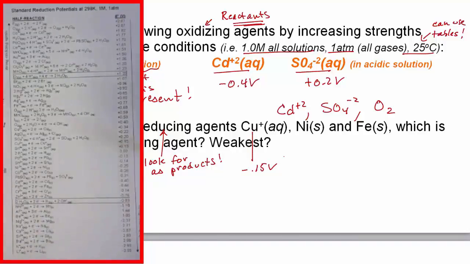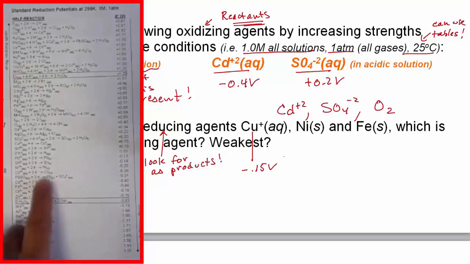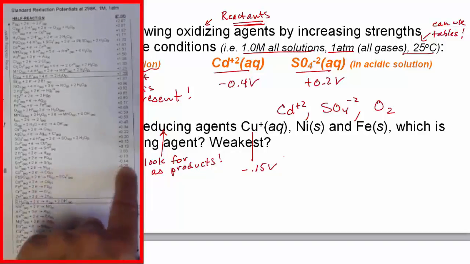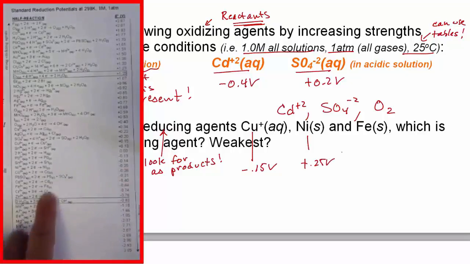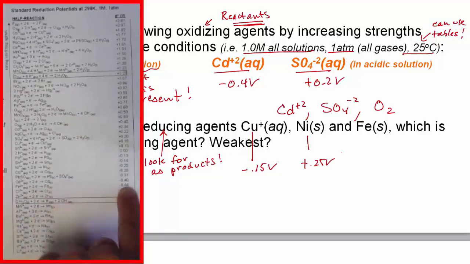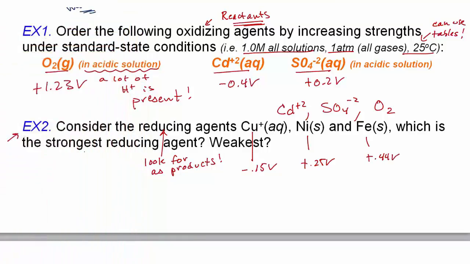Nickel solid. Find it on the product side. Nickel solid, flip the sign, positive 0.25. Iron solid, find it on the product side, flip the sign, positive 0.44. So which is the strongest reducing agent? It's going to be the one that's the most positive, iron solid. Which is the weakest? It's going to be the most negative one, Cu+.